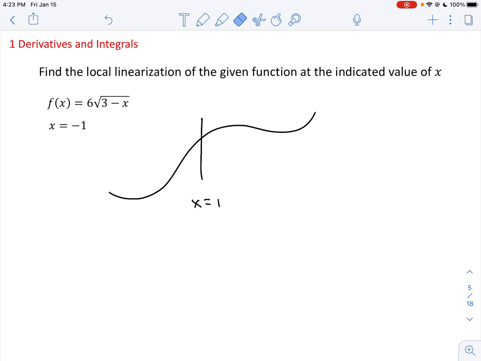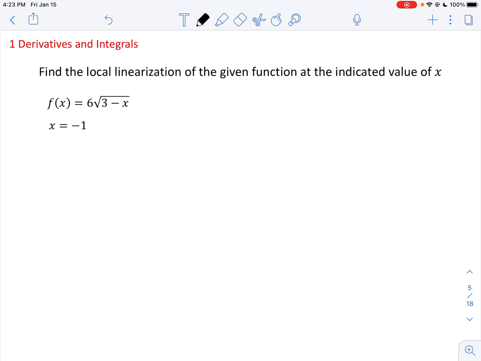The local linearization just really means find the equation of the tangent line. Like if you zoom in at this point on the curve, it starts to look like a line. And that line it starts to look like is the tangent line. So we're really just after the equation of the tangent line of whatever this curve looks like. So we need to get the derivative.